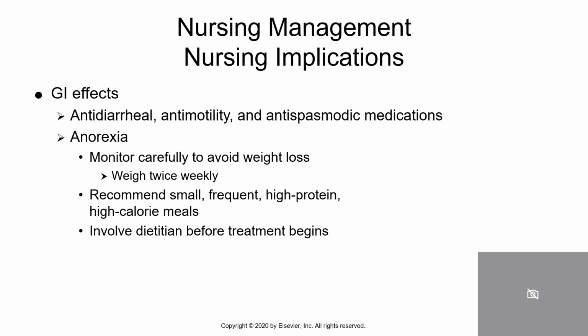If it's a patient who's suffering from anorexia or lack of appetite, you really need to pay attention to their weight, monitor that carefully, weighing them twice a week, encouraging them to eat small, frequent, high-protein, high-calorie meals, and involving a dietitian. That loss of appetite is a very common occurrence in patients with cancer. It's a side effect of the cancer itself as well as from the treatment. It could be related to an inflamed mouth or esophagus, so it may be difficult for them to chew. It could be related to anxiety and depression, so there are several etiologies for it.